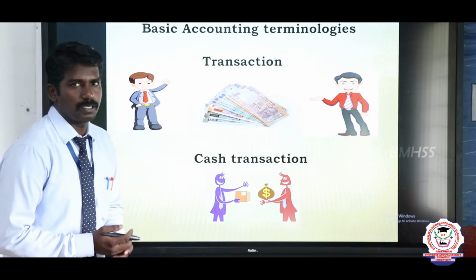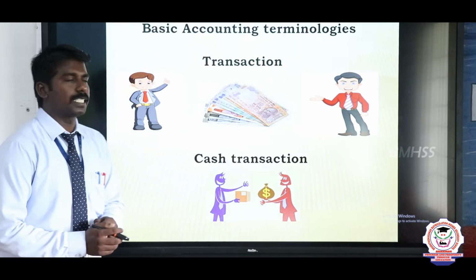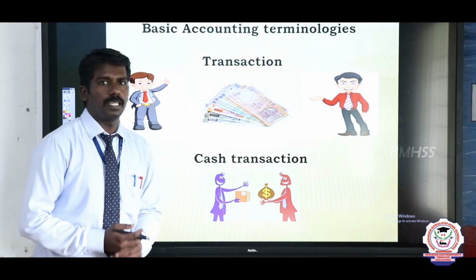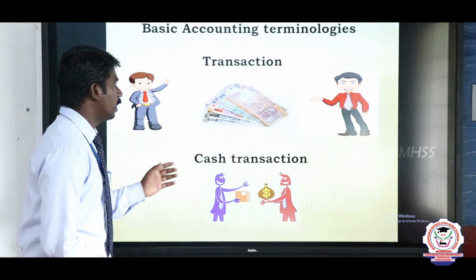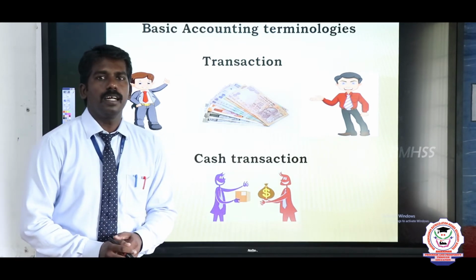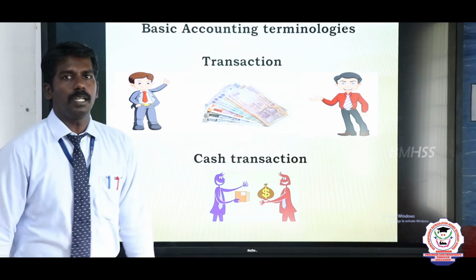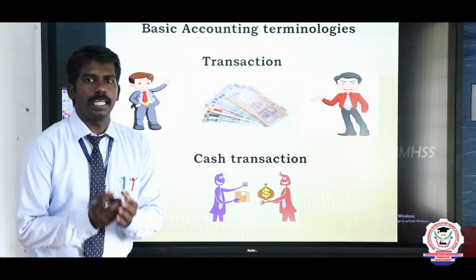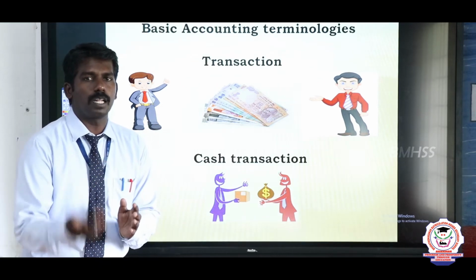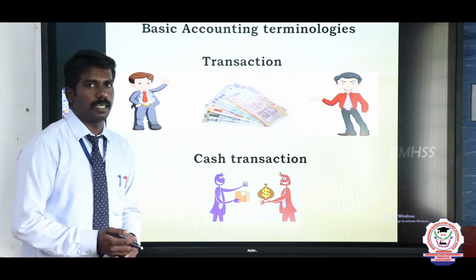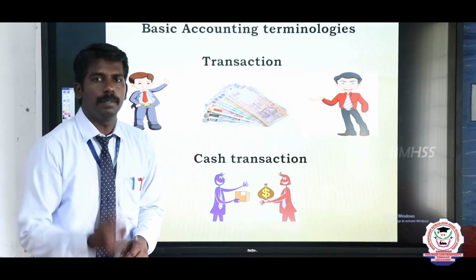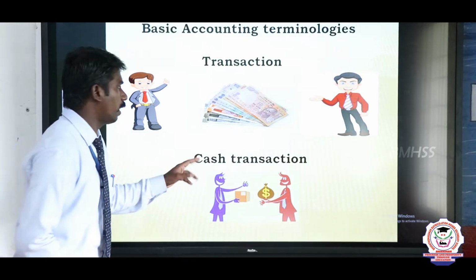First is the transaction. What is a transaction? A transaction is an activity, an exchange of money from one person to another person. Next one is the cash transaction. When cash is transferred from one person to another by trading of goods and services, it is called a cash transaction. Otherwise, when goods are sold to another person and cash is immediately received from the buyer, it is called a cash transaction.